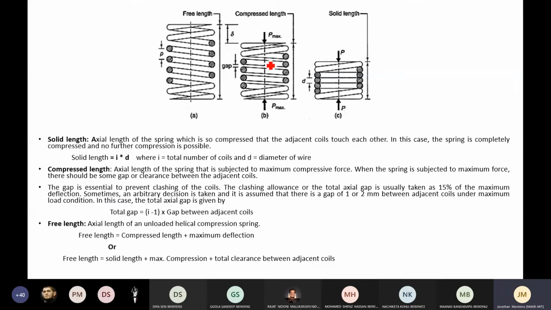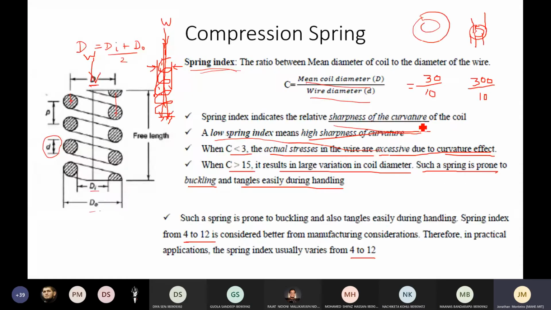Okay, some other things, just... Excuse me, sir. Yeah. What does the large variation in coil diameter mean for C greater than 15? Hold on. Hold on, students. Slide is stuck. Yeah. What is the question again? For C greater than 15, it says it results in large variation in coil diameter. What does that mean?